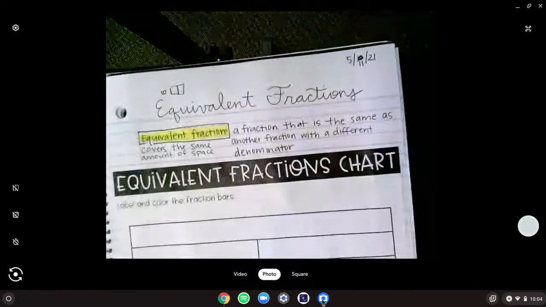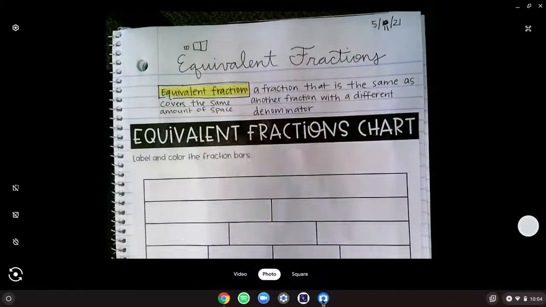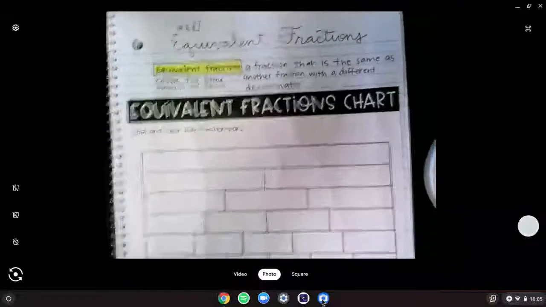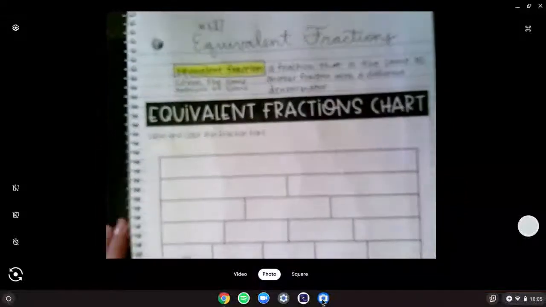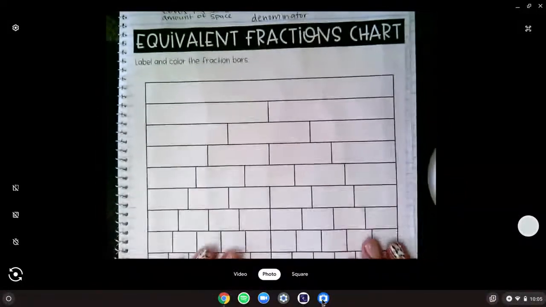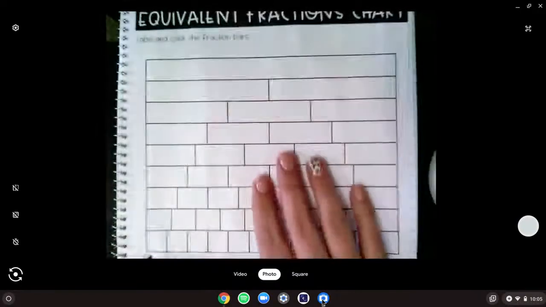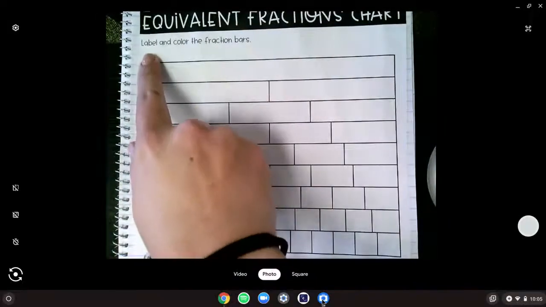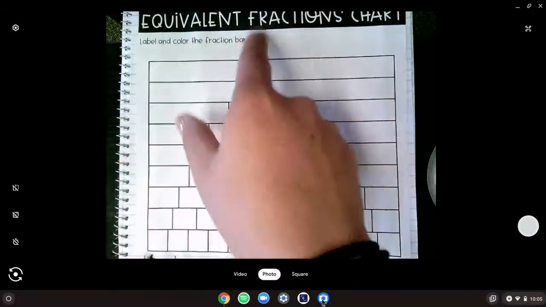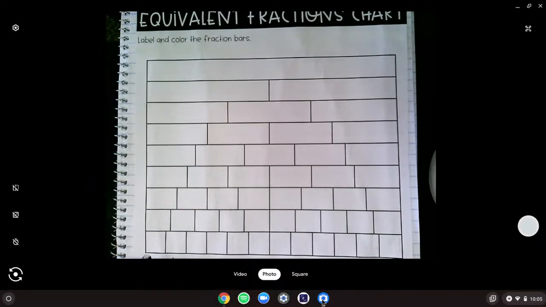All right, so 4th grade friends, we have our notebook page all set up. We got our definition, and now we have our examples down here. Remember how I told you, my in-class friends, we were going to make our own little fraction bars, like my magnets? That's what we're going to do down here. So we have to label and color our fraction bars. So let's start with labeling, because that way we can color over.